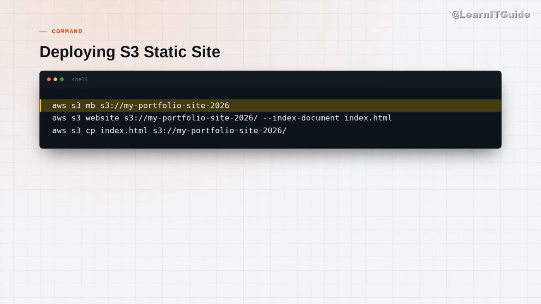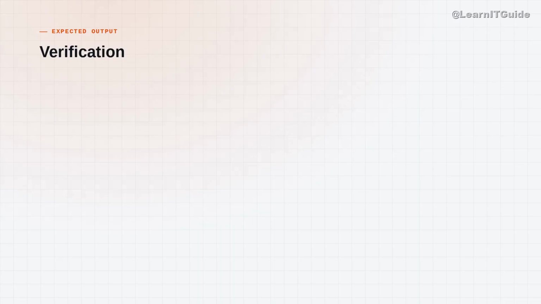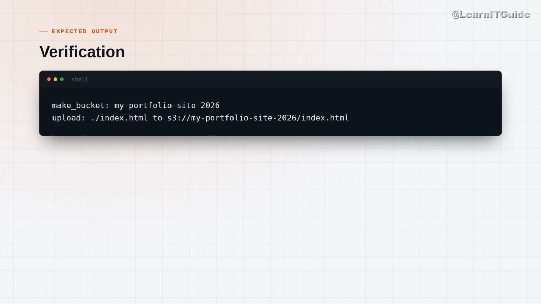On the first project, we are building a serverless static website. On the first line, we create the bucket. On the second line, we enable static website hosting. Finally, the third line uploads your index file. This is the foundation of serverless architecture. When you run these commands, you should see the confirmation for the bucket creation and the upload. If you see these messages, your site is now live on AWS S3.